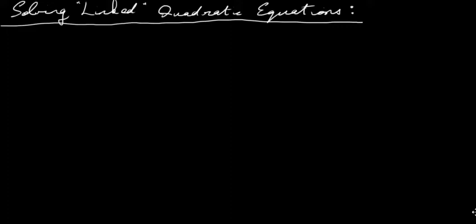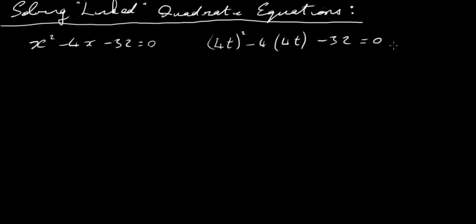Okay, so in this video I'm just going to have a look at solving some linked quadratic equations. So let's have a look at the first example. Let's take x squared minus 4x minus 32 equal to 0, and then we're also given another one that looks like this: 4t squared minus 4 times 4t minus 32, and that equals 0. Usually what they will say in questions is solve this quadratic equation here and hence solve this one here.